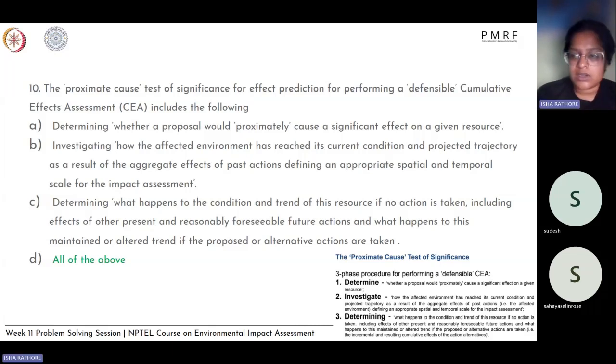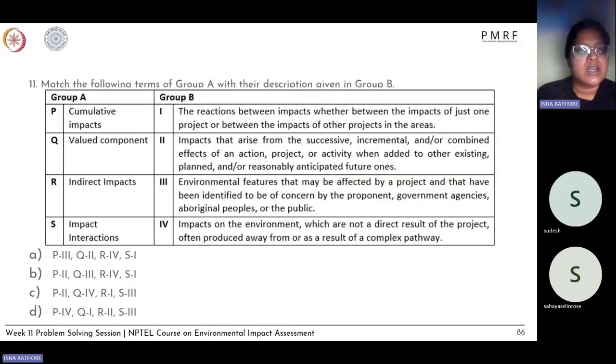Okay, so moving on to the next question. Match the following terms of Group A with their description given in Group B. So we have definitions from the module on EIA methods for cumulative impacts and their definitions in Group B. So you need to match Group A with Group B. So we have seen a lot of questions from this module coming out from just definitions. So again, make a note to revise them so close to the examination.